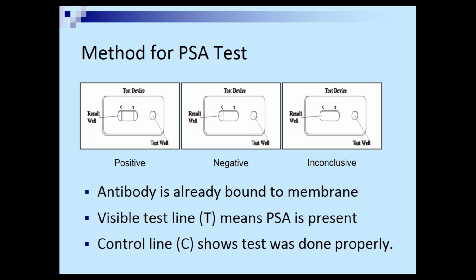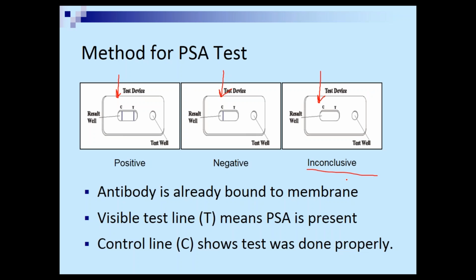The first thing you need to do is look at the C line, and recognize that the C line is a control line. That just tells you if the test is working or not. So for the first picture here, yes, this test is working. No C line means it's not working. You can't draw a conclusion.